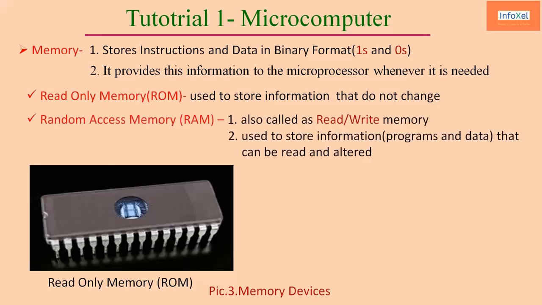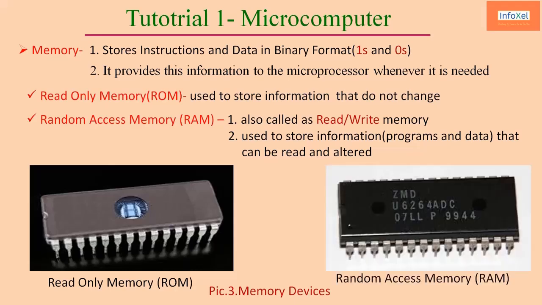Next type of memory is random access memory. We usually call it RAM. It is also called read-write memory. This memory is used to store information. As I mentioned, information is nothing but programs and or data that can be read and can be altered. In read-only memory, there is no possibility of changing the data or information. Now this picture shows the RAM IC, random access memory IC.